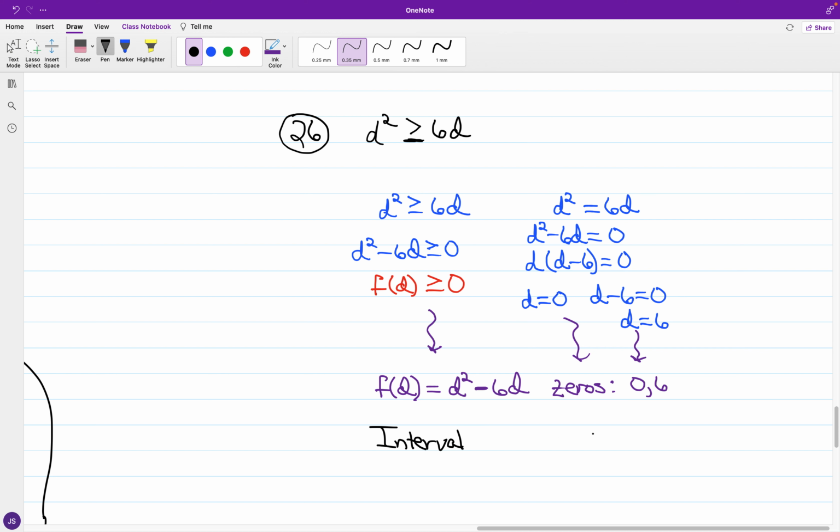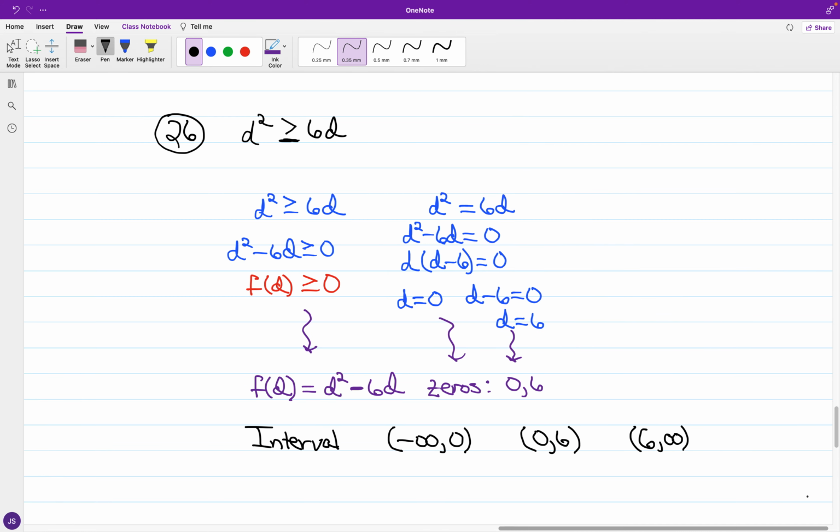Okay, so just setting things up in interval terms. You have two exclusions from the domain. For the smallest set, you will have those values of d less than 0. We have those values of d between, but not including, 0 and 6. And at the highest end, we have those values of d which will be greater than 6.